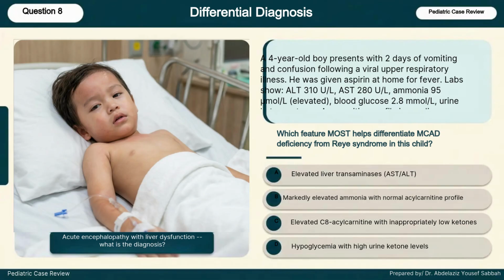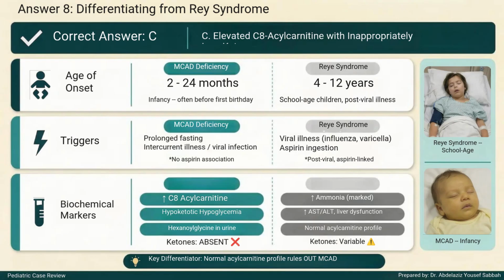Option A, elevated liver transaminases. Option B, markedly elevated ammonia with normal acyl carnitine profile. Option C, elevated C8 acyl carnitine with inappropriately low ketones. Option D, hypoglycemia with high urine ketone levels. The correct answer is option C, elevated C8 acyl carnitine with inappropriately low ketones.